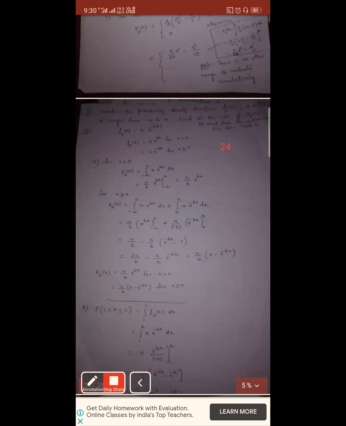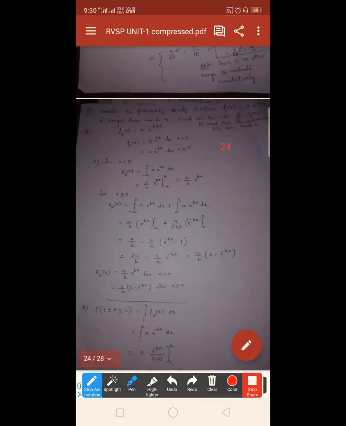Next, let us solve the third problem. Consider the probability density function small fx of x equal to a into e power minus b mod x, modulus of x, where small x is ranging from minus infinity to plus infinity. We have to solve two bits again here. First bit is we have to find the cumulative distribution function capital Fx of x. Second bit is we have to find the probability that the outcome lies in between 1 and 2. Okay, this is the problem given for you.